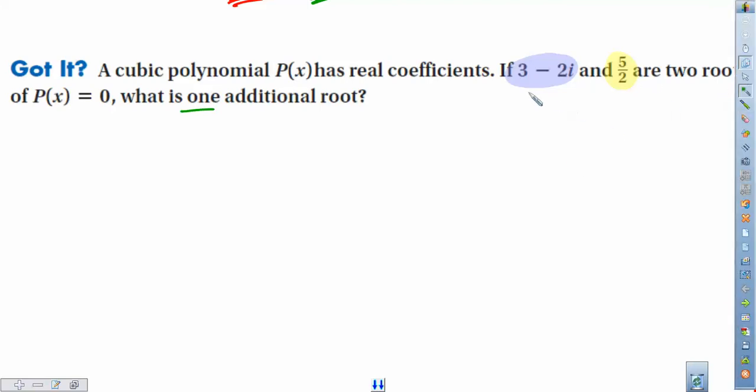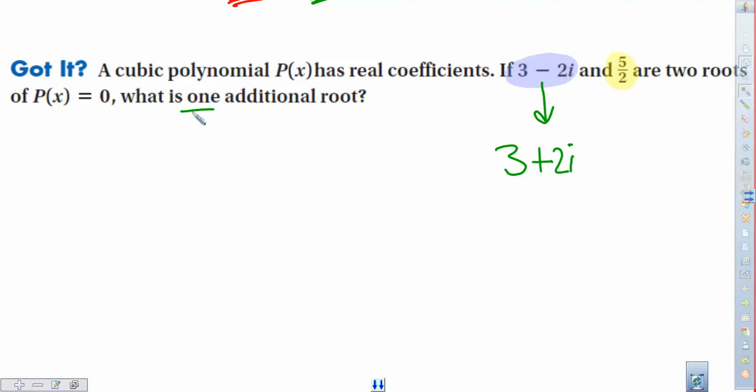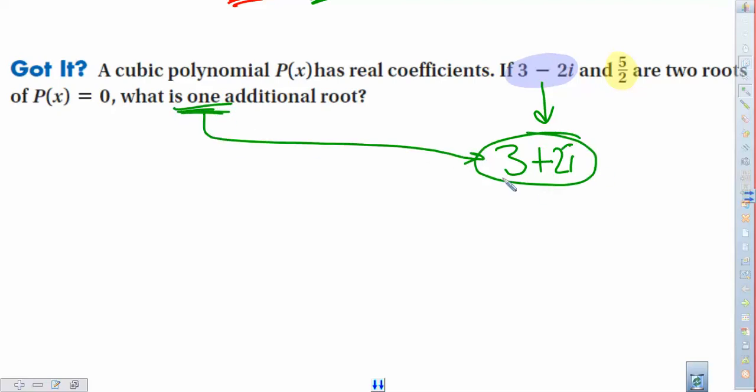So if 3 minus 2i is a root, then 3 plus 2i must also be a root. So what is that one additional root? That one additional root? This guy right there. Nothing more, nothing less.